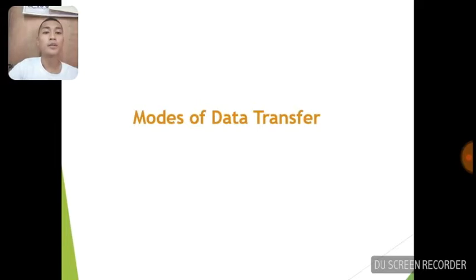Modes of data transfer. Transfer of data is required between CPU and memory, or sometimes between any two devices or units of your computer system. To transfer data from one unit to another, one should be sure that both units have proper connection, and at the time of the data transfer the receiving unit is not so busy.